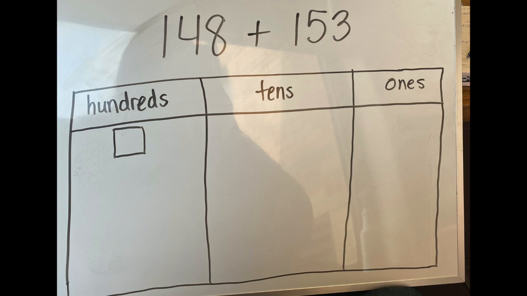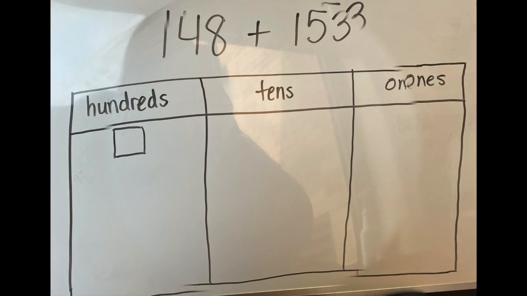Now I'm going to look at the tens. And how many tens do I have in 148? Well, it's that middle number. So I have 4 tens. So I'm going to draw 4 sticks. And I'm just going to draw them as lines, but you'll know that that just means it's a stick of 10. So I have 4 tens.